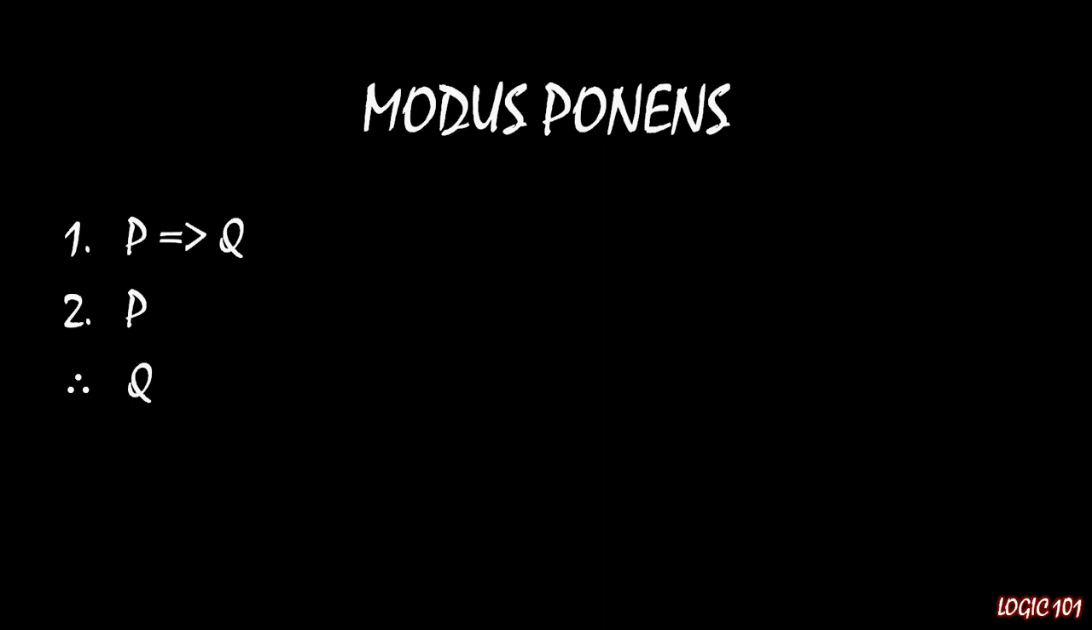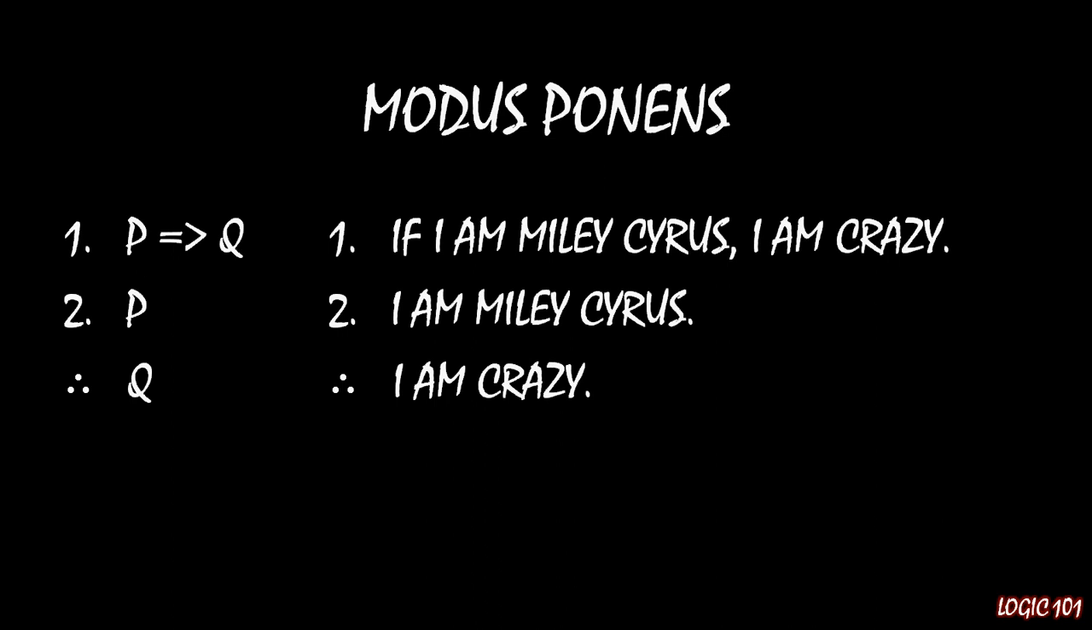So why does this work? Well, think about some examples here. So first, if I am Miley Cyrus, I am crazy. I am Miley Cyrus. Suppose those two things are true. It's clear that number one is true. And suppose, in fact, I was Miley Cyrus. Well, if I was Miley Cyrus and Miley Cyrus is crazy, then I must be crazy as a result. And you'll notice here that this form, these sentences on the right, is identical to the logical form on the left. So all we're doing is saying, hey, if the antecedent is true, and it's true that the antecedent implies the consequent, then the consequent must be true. So if I'm Miley Cyrus and Miley Cyrus is crazy, I must be crazy.